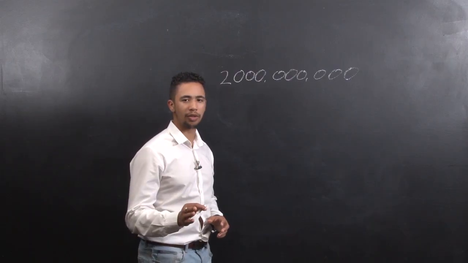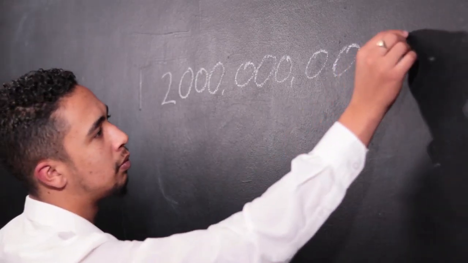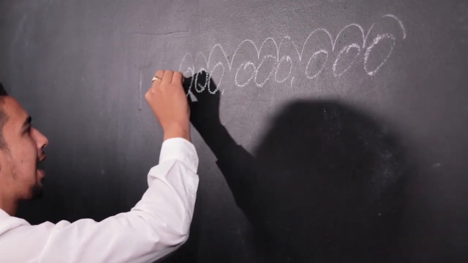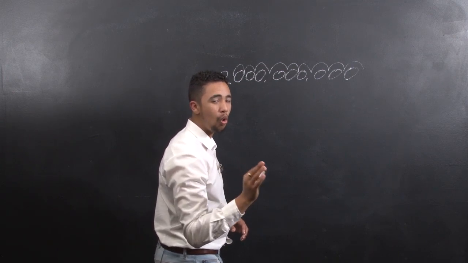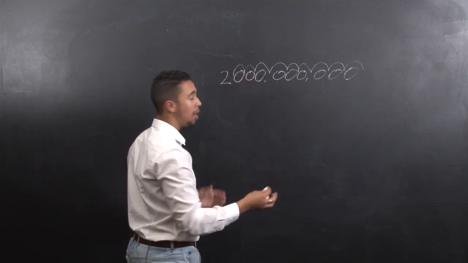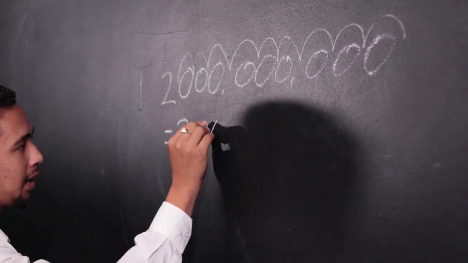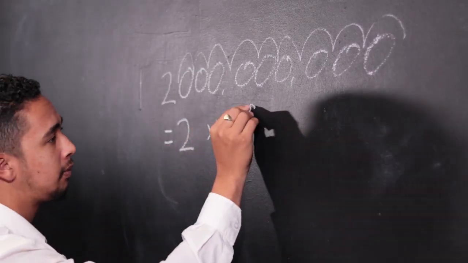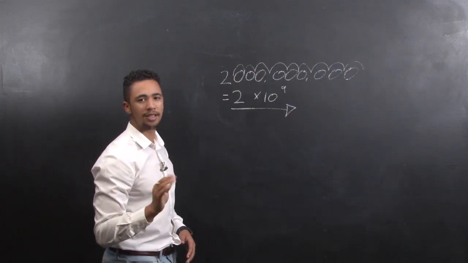So in scientific notation, we would count from right to left. How many zeros do we have? 1, 2, 3, 4, 5, 6, 7, 8, 9. We have 9 zeros. So let's take the first unit, or all the numbers before the 0. This could be 21, 22, but in this case we have a 2. Times 10 to the power of how many zeros we had? 9. And that is 2 billion in its simplest form of scientific notation.